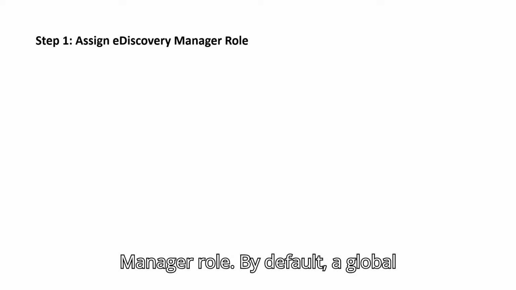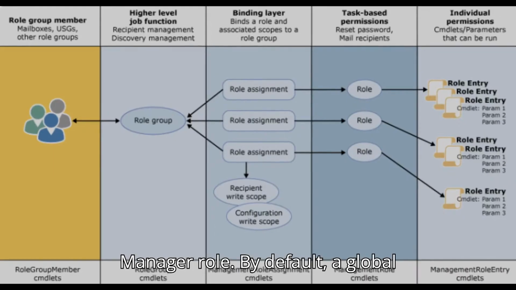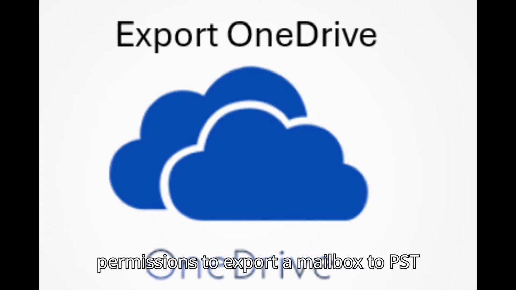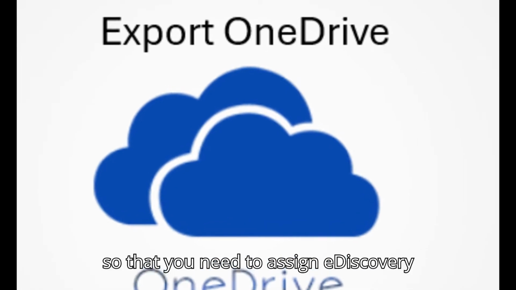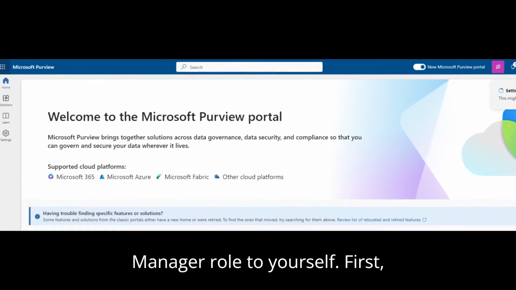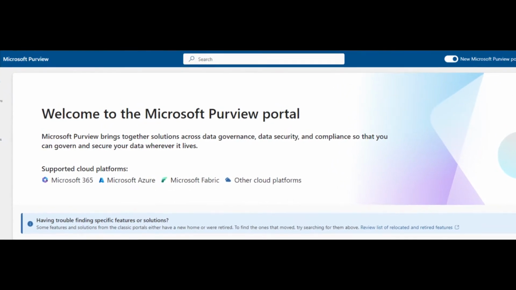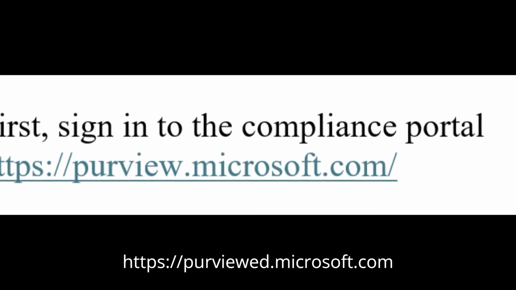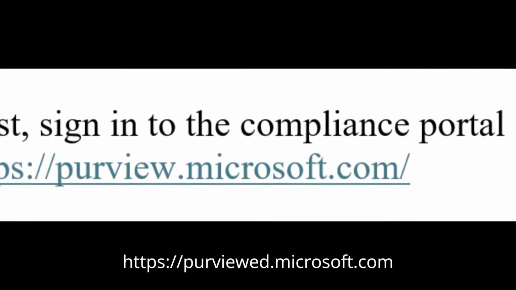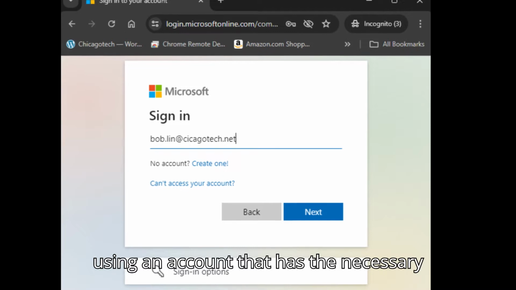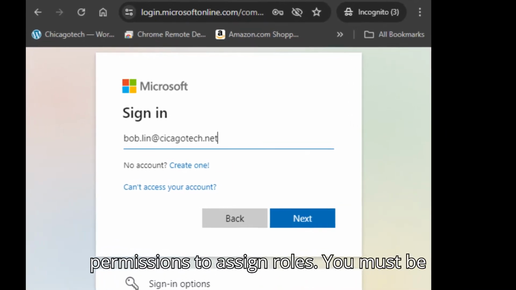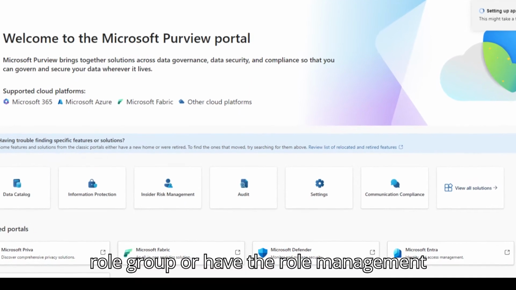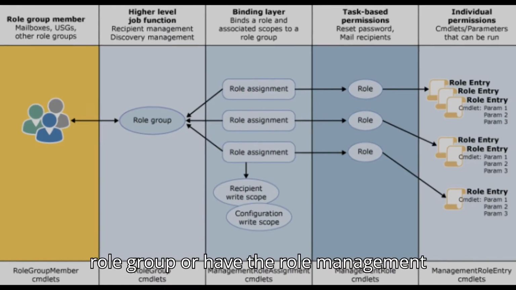Assign eDiscovery Manager role. By default, a global administrator does not have all the permissions to export a mailbox to PST, so you need to assign the eDiscovery Manager role to yourself. First, sign into the compliance portal https://purview.microsoft.com using an account that has the necessary permissions to assign roles. You must be a member of the Organization Management Role Group or have the Role Management role.